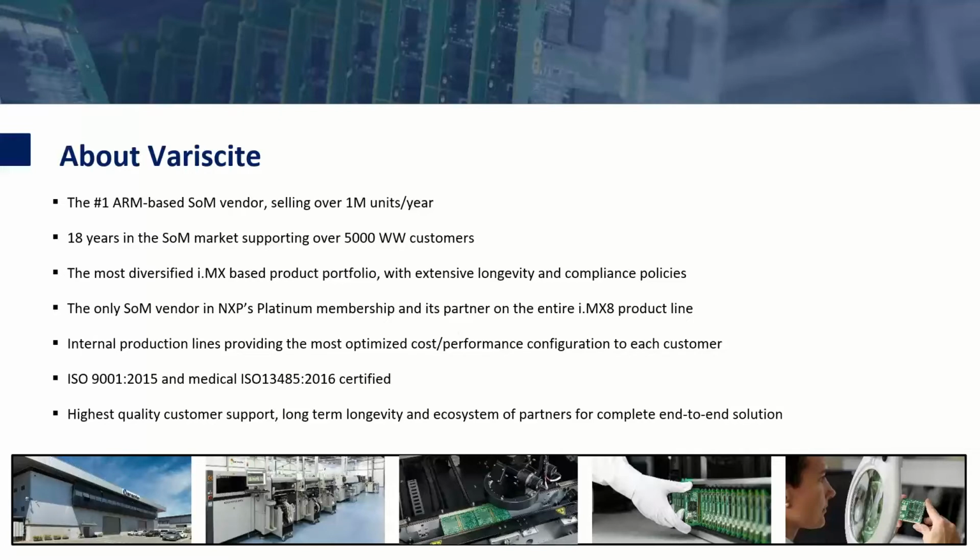Okay, so about Variscite. Variscite is a leading system on module provider selling over 1 million units per year. We have over 5,000 customers from diversified markets worldwide. We're the only system on module vendor that is an NXP platform member with the most diversified IOMUX-based portfolio. Variscite owns all of its production lines. This allows for easy customization and cost optimization for our customers. We're ISO 9001 and 1345 certified. Variscite's high quality customer support, long-term longevity, and ecosystem of partners ultimately provide a complete end-to-end solution for our customers.